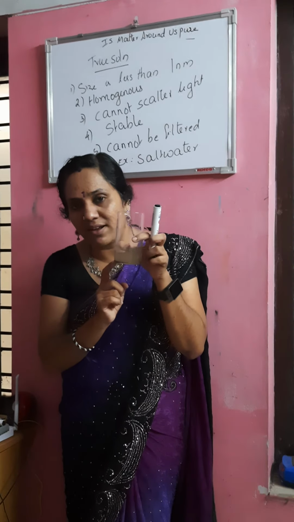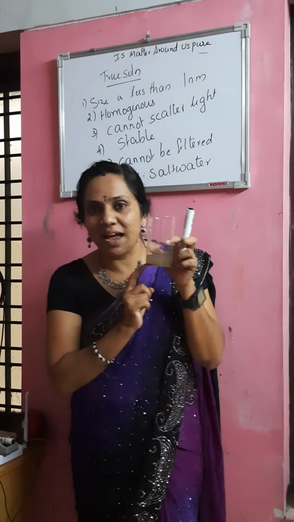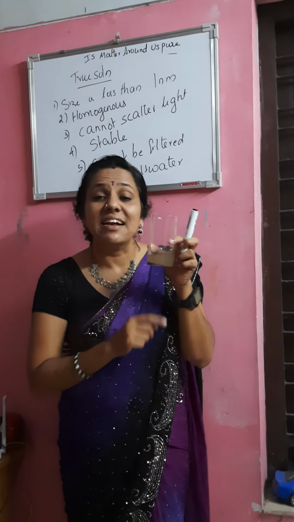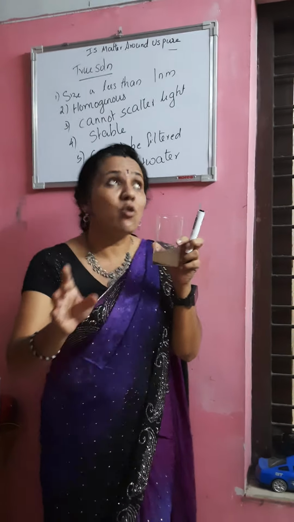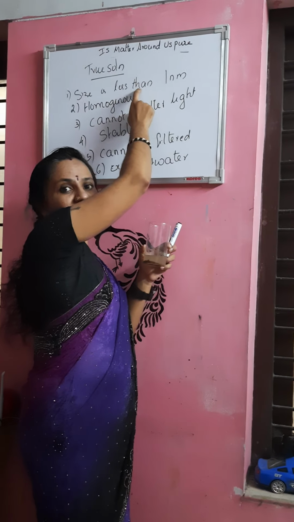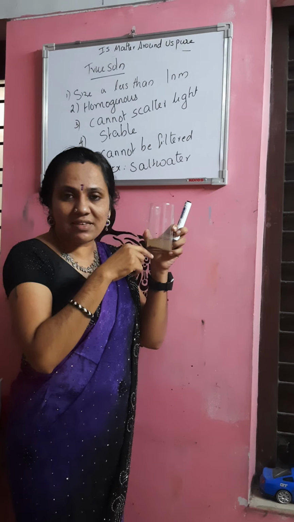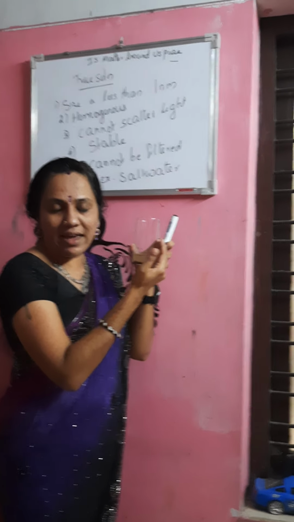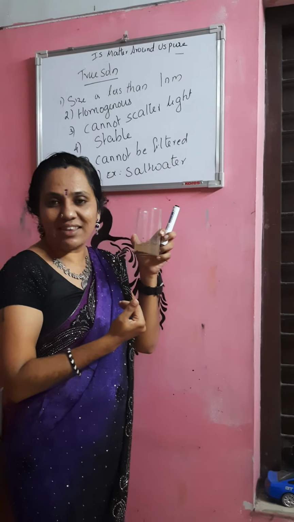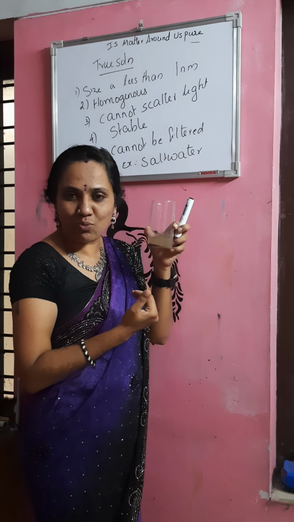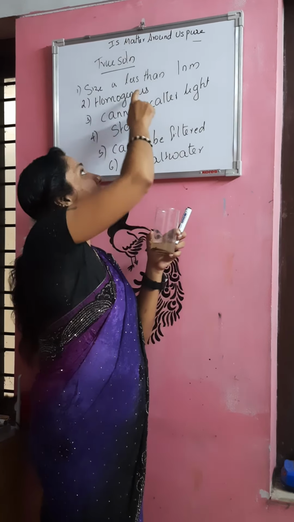Can you see the solute particles? Here the solute particle is the sand particle. We can see it with our naked eye. Its size is greater than 1000 nanometer. So the first thing is its size is greater than 1000 nanometer. Is it homogeneous or heterogeneous? The water is seen in one layer and the soil is seen in the other layer. That means it does not have a uniform composition throughout, so it is heterogeneous.